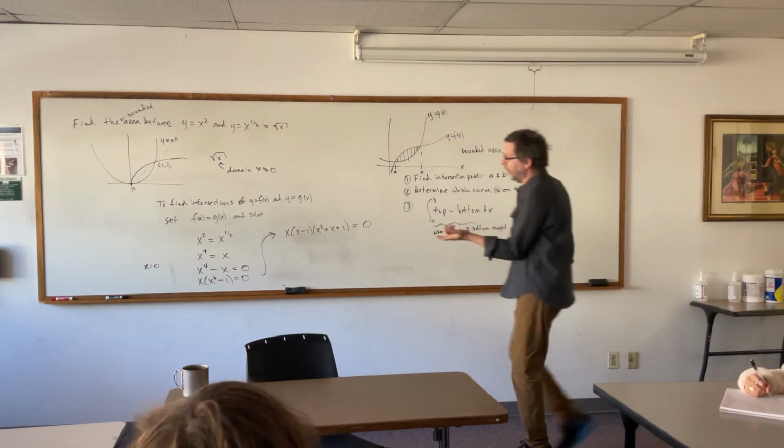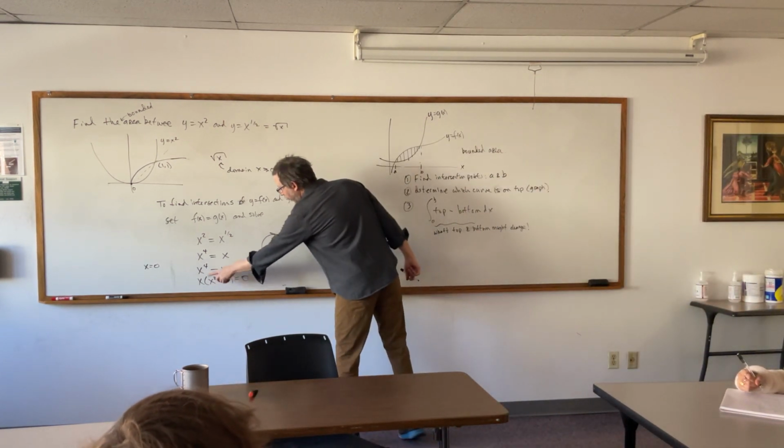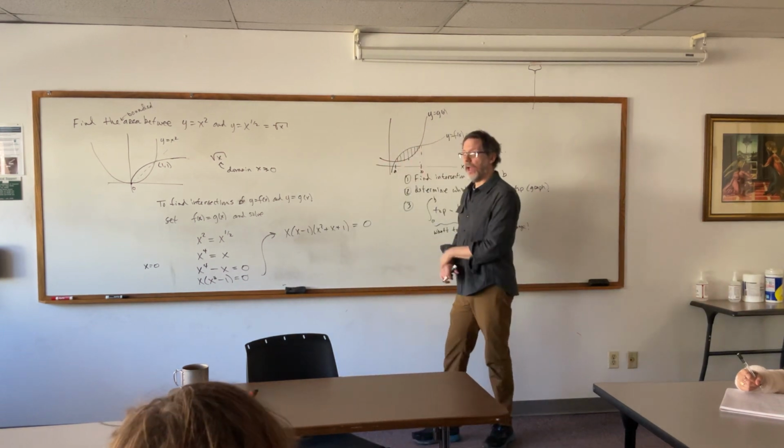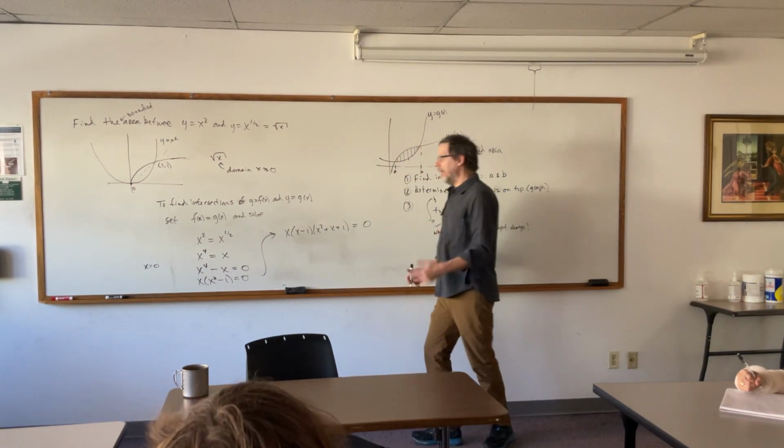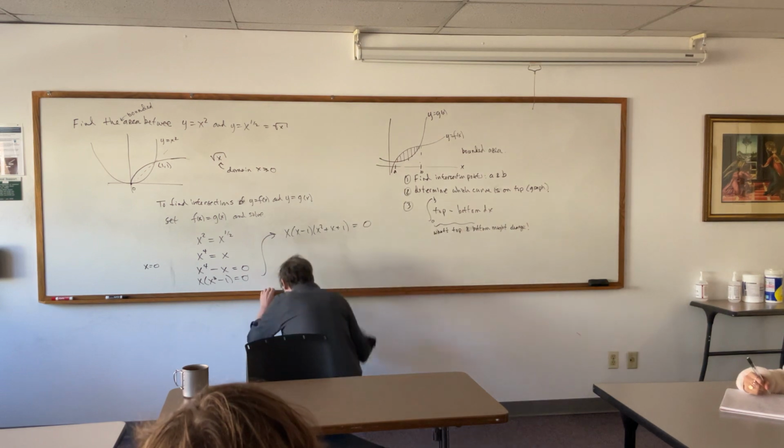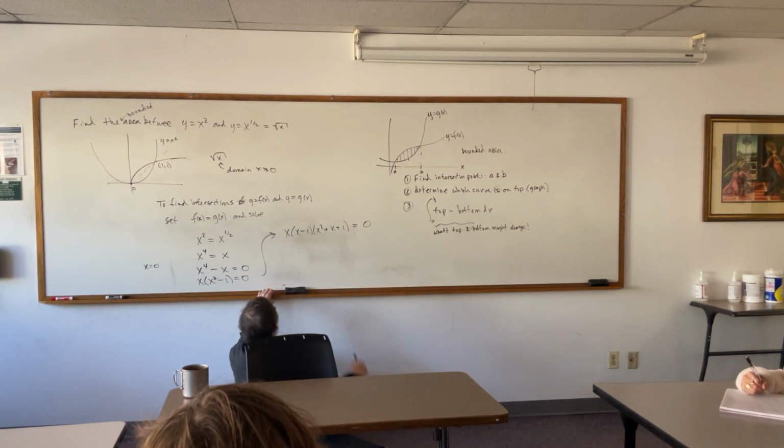Or I could just leave this unfactored. Either way, it's going to work out okay. Why do I factor and have it equal to 0?